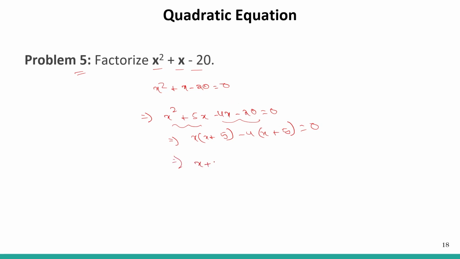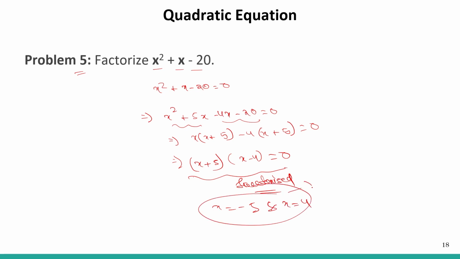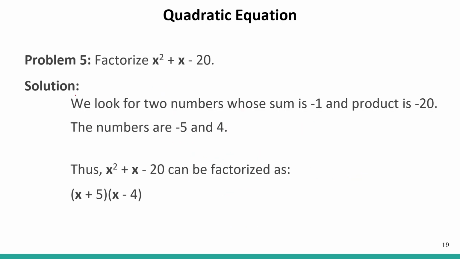So taking x plus 5 common from these two terms, what we are left with is x minus 4 is equal to 0. So here we have factorized. Okay, so then x is equal to what? Minus 5 and x is equal to 4. These are the two roots. So let's see the solution. So we'll look for two numbers whose sum is actually minus 1 and product is minus 20. So the numbers are minus 5 and 4, and thus x square plus x minus 20 can be factorized as x plus 5 into x minus 4.